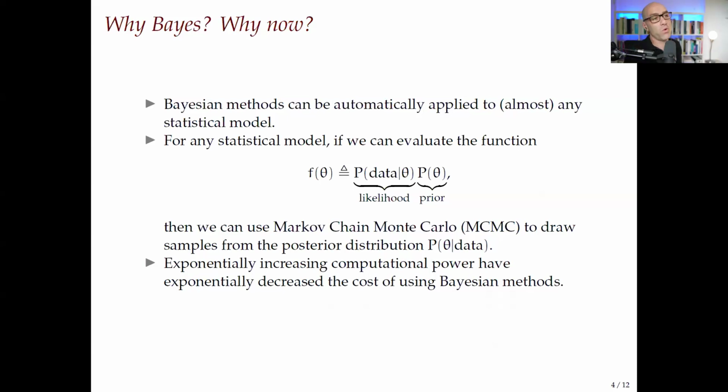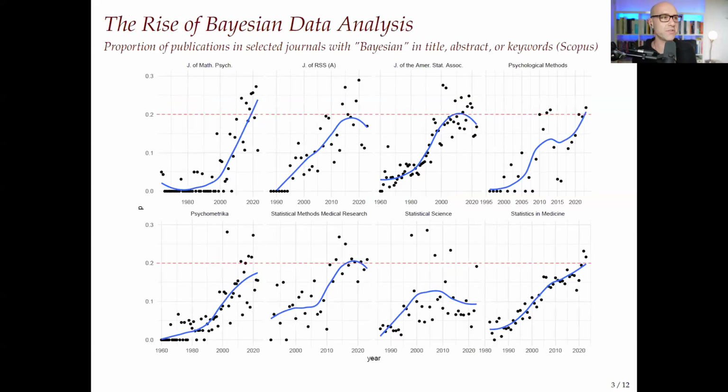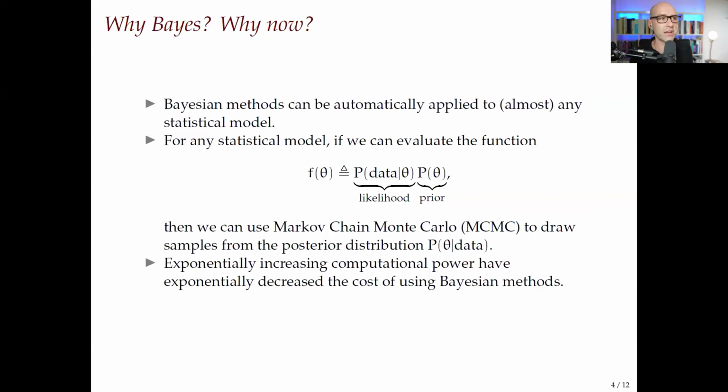Okay, so why? One question, and I just want to deal with this very briefly: why has this happened? Why are we using Bayesian methods now when we weren't 50 years ago? I think the answer to that really is computational power. To explain that, I would say that for any statistical model, if you can evaluate this function here, and in the interest of time I won't go into detail, but if you're familiar with Bayesian methods, you know what I'm talking about. This is the likelihood function, which is a function over the parameter space of the model, and the prior, which is a probability distribution over that parameter space.